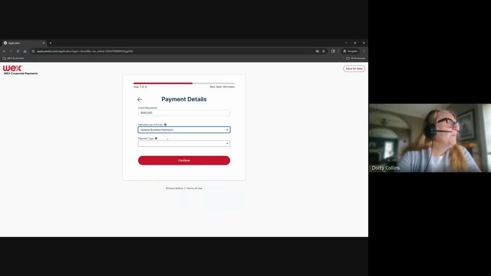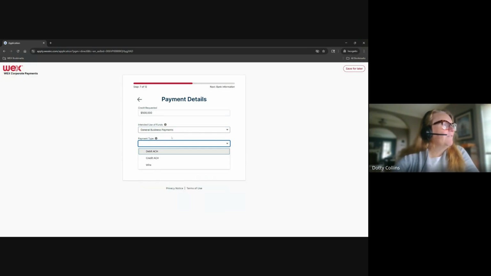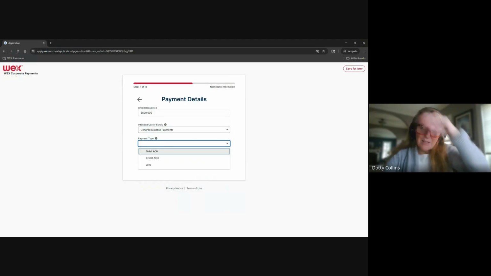All right, so payment type. Here we have debit ACH, credit ACH, or wire. That's what your customer can select. I do want to make a note though, if they do select debit ACH, we will collect the bank information. I think today we collect it through a direct debit form. Well, now it's right here. And so if the customer selects debit ACH, we will gather that bank information and do a check to validate that the bank is accurate, so that when we pull in funds, we'll know it's a valid account.